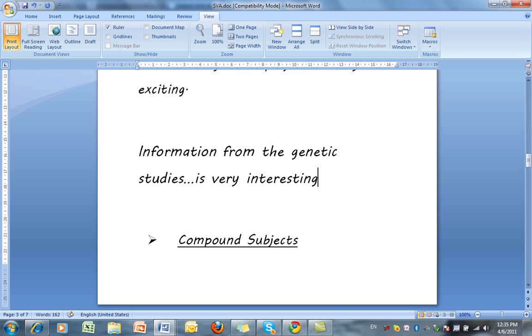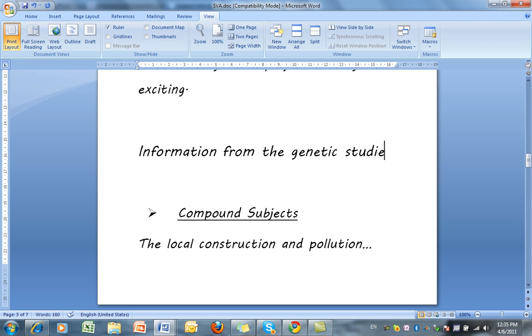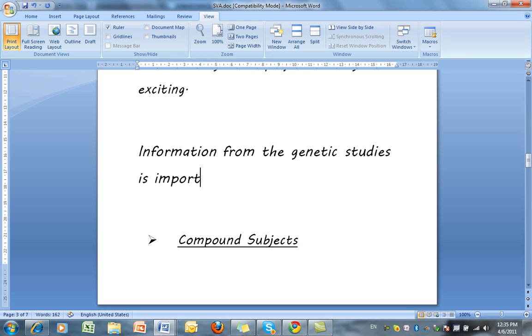Actually, for this, information from genetic studies are important? No. Information from genetic studies is important. Singular? Singular. From genetic studies, this is just describing this. It's describing the information. So information is what controls the verb.